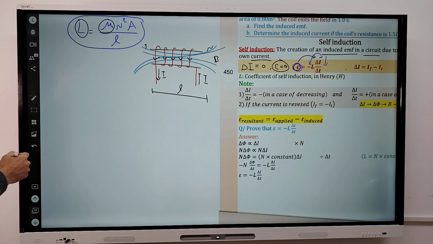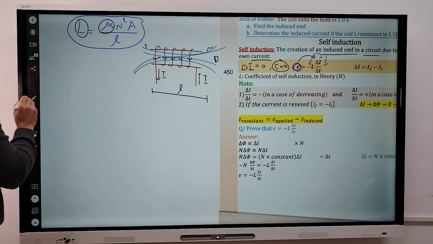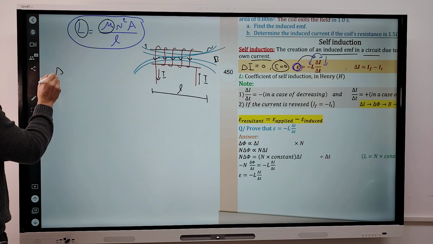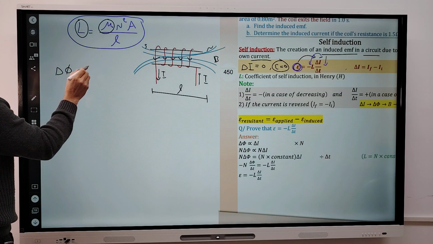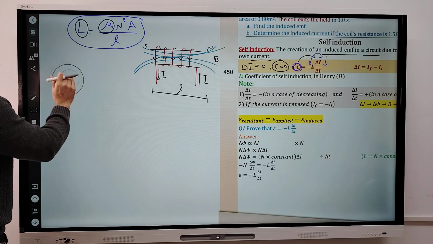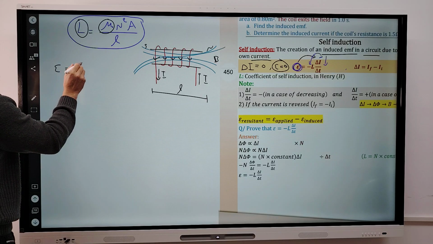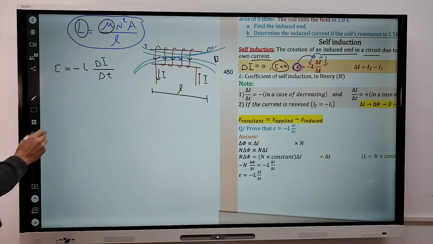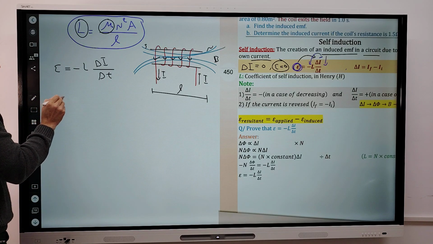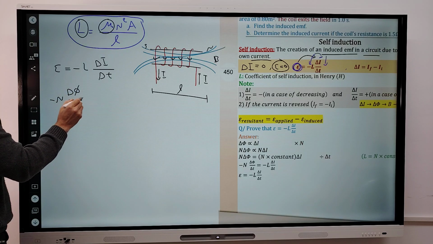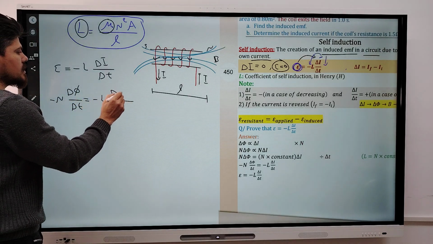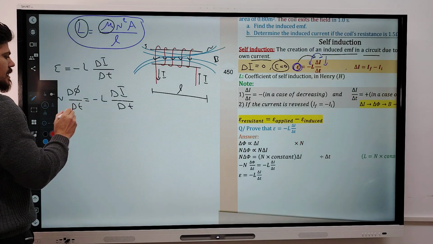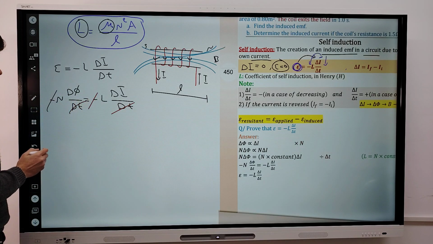So how can you prove this equation? This equation came from this. According to self-inductance, the change in flux is directly proportional, or EMF is equal to what? L change in current per unit of time. EMF is equal to negative N change in flux per unit time, which is equal to negative L delta I over delta T. So delta T cancels with delta T, negative cancels with negative. What does remain?